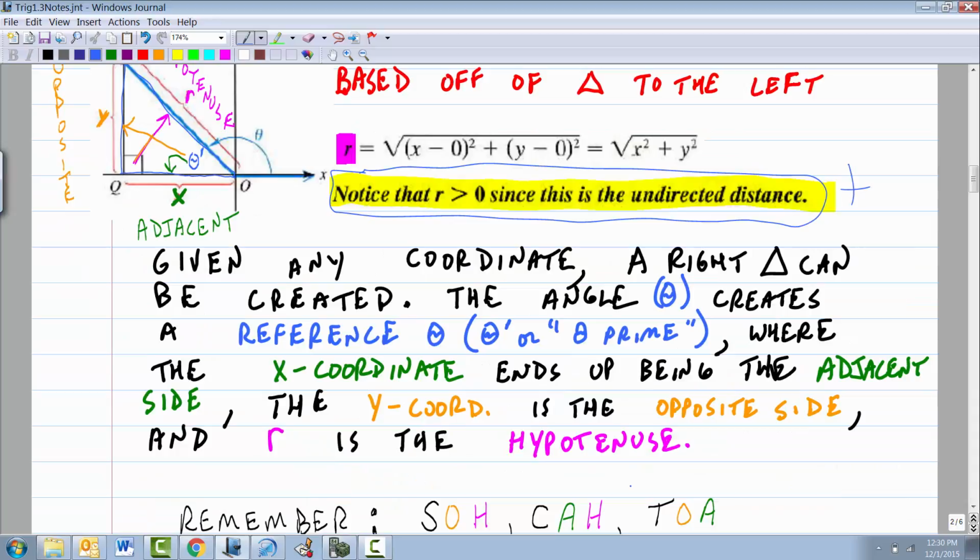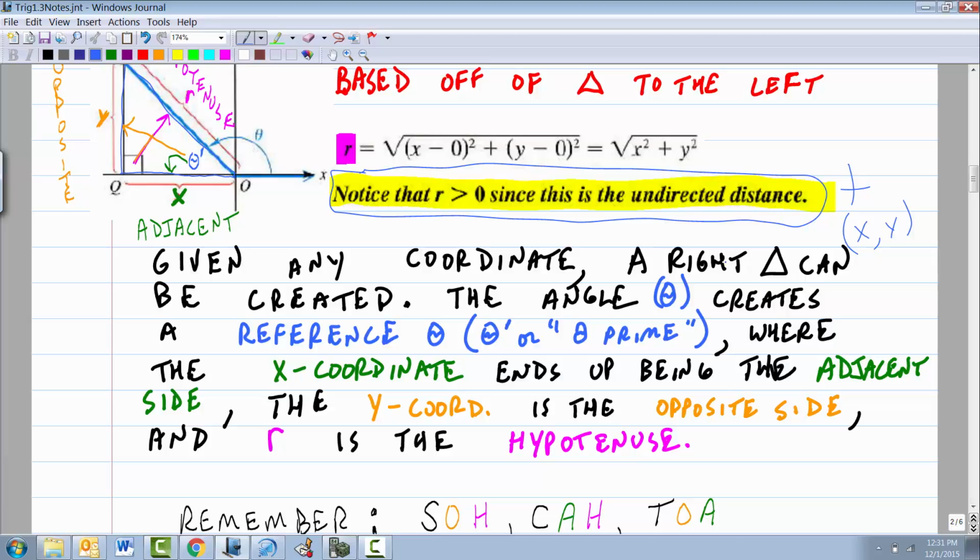Got it. Focus. It is the key to understanding actually a huge part of this book. The quicker you get this paragraph or whatever you want to call it figured out, the better off you're going to be. So, given any coordinate, a right triangle can be created. I just talked about that. You do x first, then y, and then you snap back to the origin.